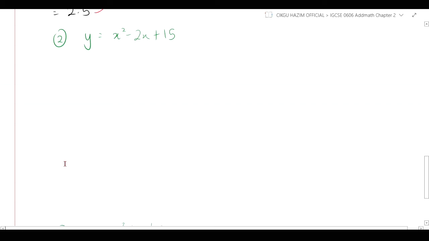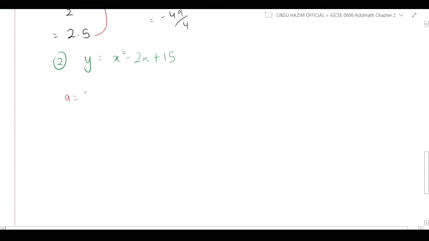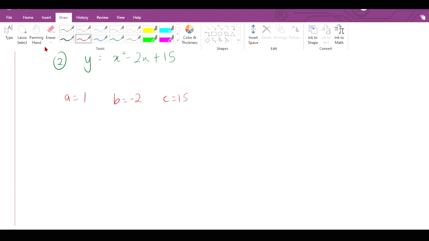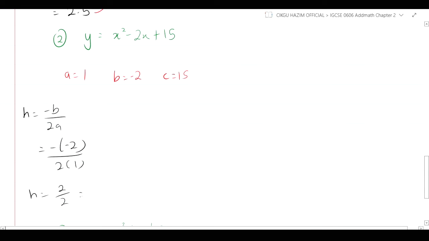So I hope that this example is clear. What if we have another example? Don't worry, we're going to have 3 examples here. So write down a equals 1, b equals negative 2, c equals 15. Straight away find the value of h equals negative b over 2a. So negative bracket negative 2 over 2 multiplied by 1. What you're going to have here is positive 2 over 2, which is 1.